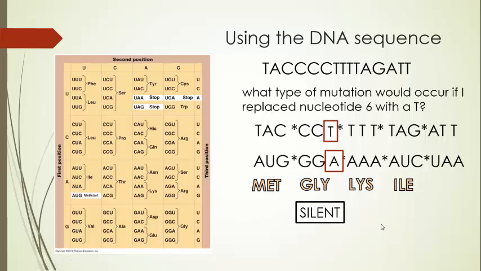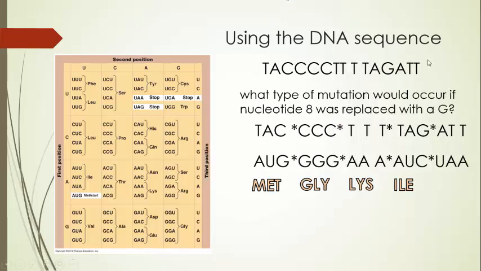So let's take a look at a different kind of mutation. So same DNA sequence, but this time we're going to change nucleotide 8 to a G. So let's go ahead and count. 1, 2, 3, 4, 5, 6, 7, 8. We're going to change that to a G. Now I'm kind of covering up 2 there, so we're going to go ahead and move that down here. 2, 3, 4, 5, 6, 7. Okay. So now, once again, I'm taking what the original sequence was, and I'm going to see what change occurs.